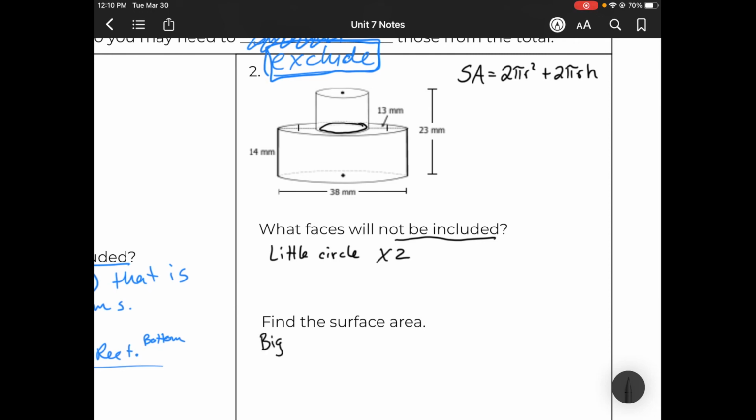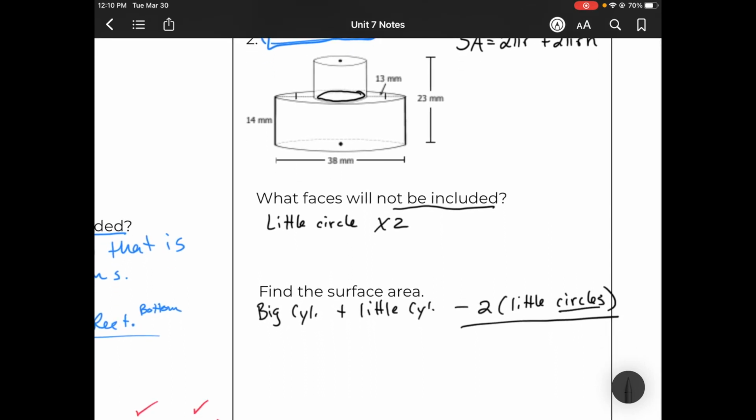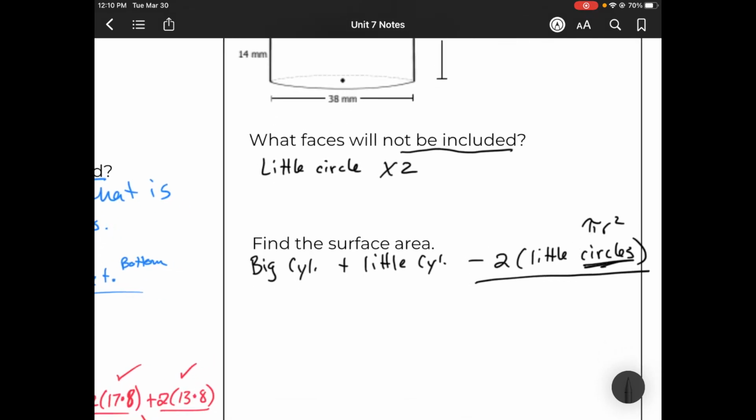We're going to do a big cylinder plus the little cylinder, then we're going to minus 2 little circles. Okay, we're going to cut those out and get rid of them. That's where this is important. So we're going to do the big cylinder, that bigger flat one at the bottom, plus the one littler one from the top, and then I'm just going to subtract those 2 circles at the end. Remember, that's just 2 of those pi r squareds.